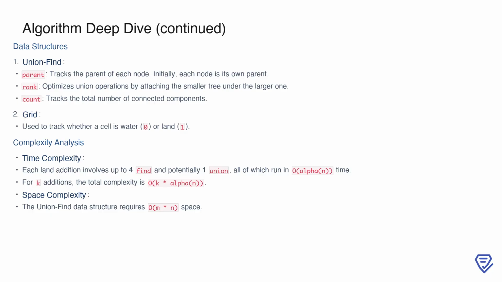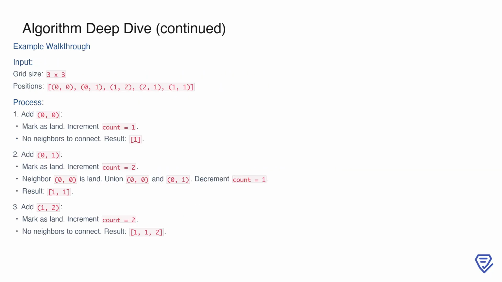In terms of complexity, each land addition involves up to 4 find operations and potentially 1 union operation, all of which run in O(alpha(n)) time. For k land additions, the total time complexity is O(k * alpha(n)). The space complexity is O(m * n), as the union find structure must store data for all cells in the grid. Let's walk through an example to see the algorithm in action.